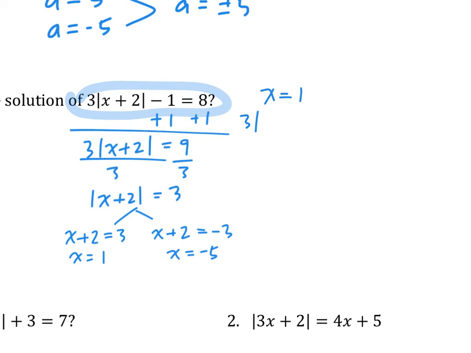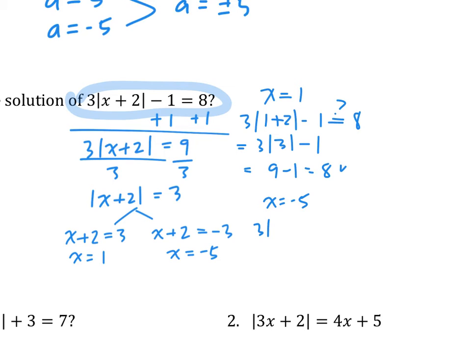So 3 times (1 plus 2) minus 1, does that equal 8? Okay, so 3 times 3 minus 1, so that's 9 minus 1, which is 8. So that works. All right, second one. x equals minus 5. 3 times |minus 5 plus 2| minus 1 equals 8?